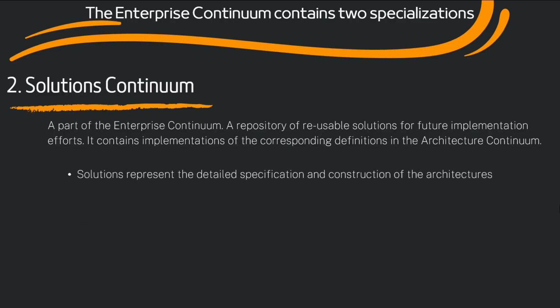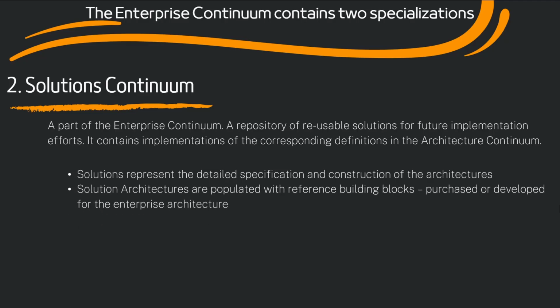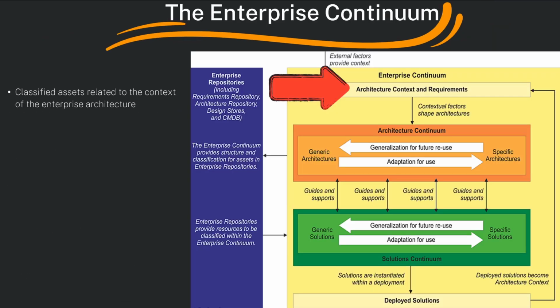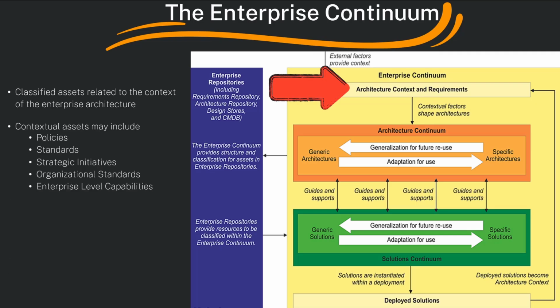Solution represents the detailed specification and construction of the architecture. Solution architectures are populated with reference building blocks purchased or developed for the enterprise architecture. Moving from left to right is focused on building solutions value. Moving from right to left is focused on addressing enterprise needs. Classified assets related to the context of the enterprise architecture. Contextual assets may include policy standards, strategic initiatives, organizational standards, enterprise-level capabilities.